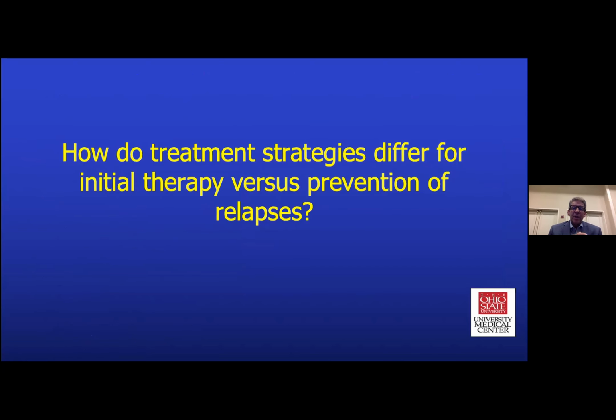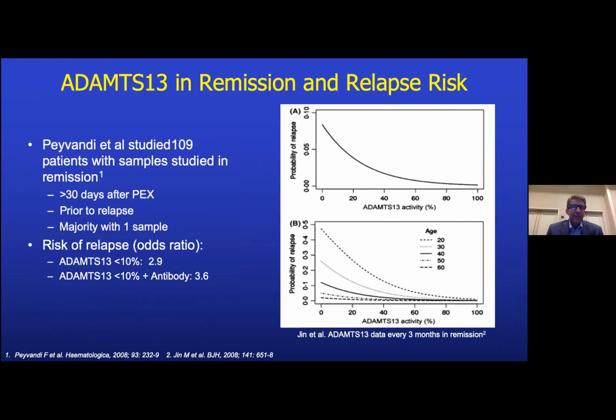So how do treatment strategies differ for the initial therapy versus prevention of relapses? Because of the effectiveness of rituximab, that was first studied in patients with refractory TTP that won't go into remission with plasma exchange and steroids. It was found to be helpful in that situation, and eventually more studies were done to show that it can be effectively used to prevent relapses of TTP.